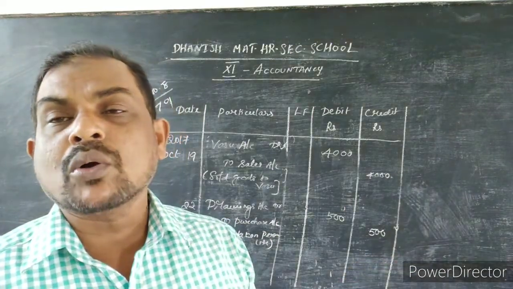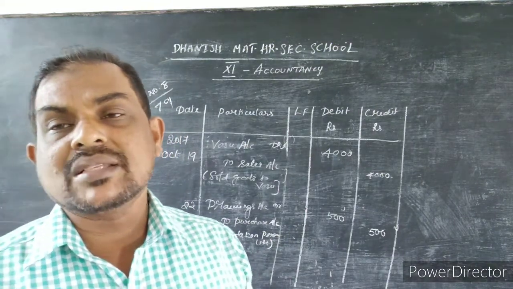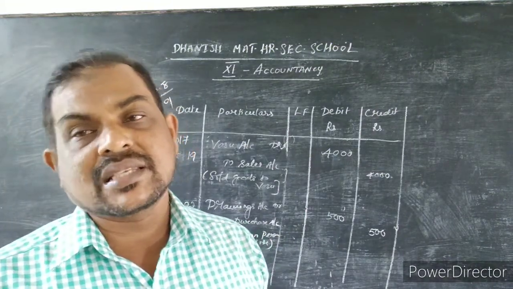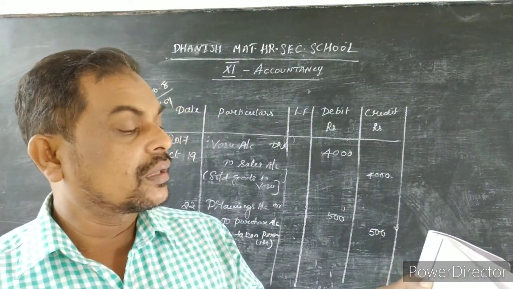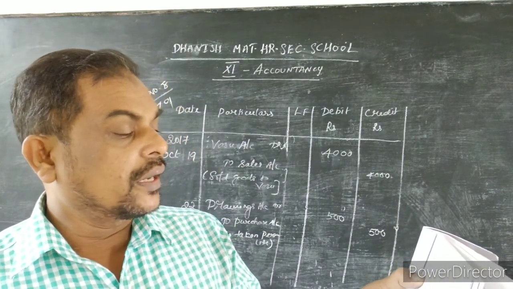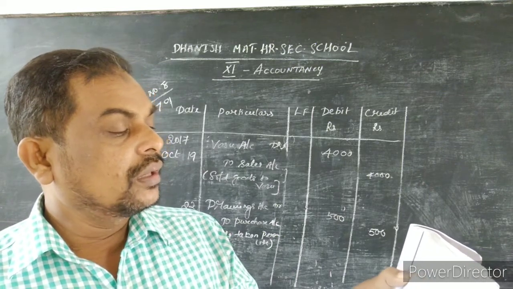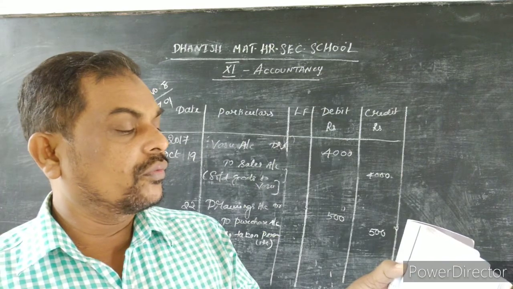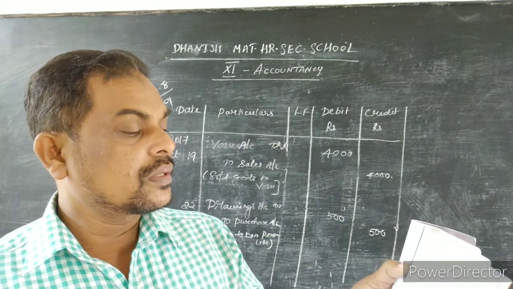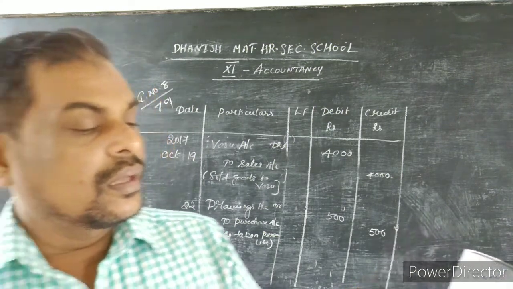So here, Vasu account to sales. Vasu account is one number and sales account is another number, that is 6 and 7. Vasu is 6, sales is 7. Okay. Next. 1, 2, 3, 4, 5, 6, 7. Yes. Next.